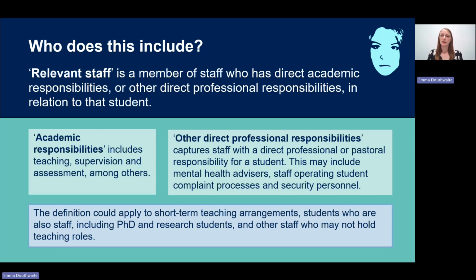Cleaning or catering staff would not normally be captured by the definition of a relevant staff member unless they have a direct professional responsibility for a student. You should focus on addressing the risk of abuse of power and understanding the risks in your own context to determine which staff to include in your approach to protecting students from abuses of power.